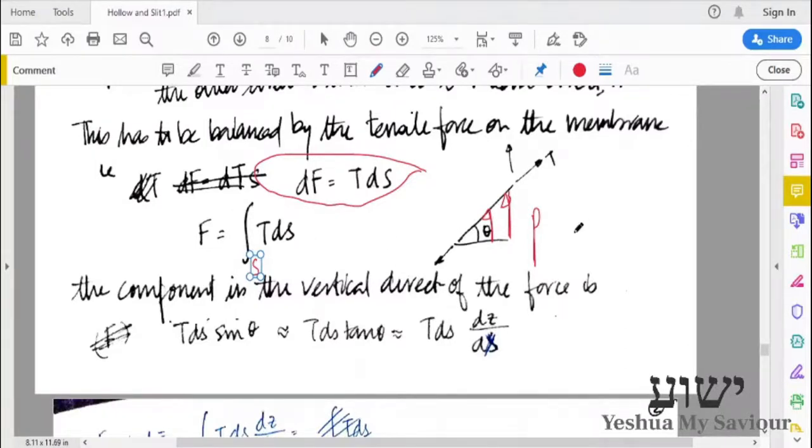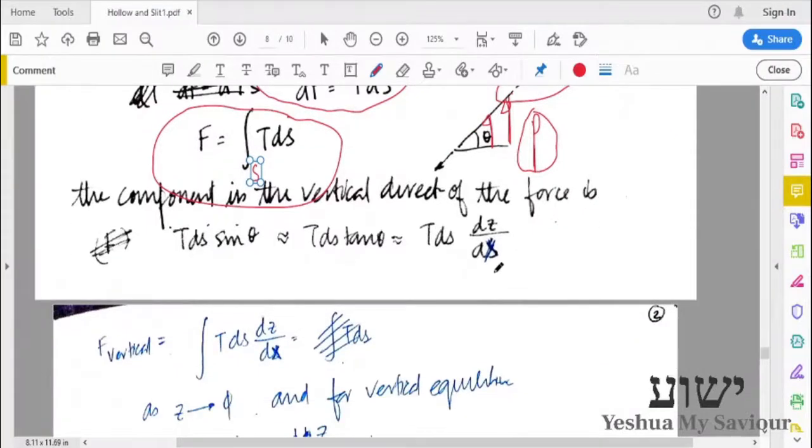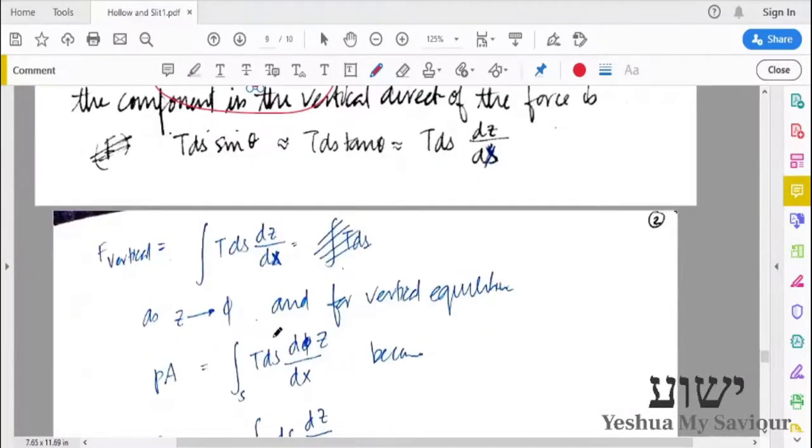Pressure multiplied by the projected area will give us the total force acting, and this is balanced by a component of this surface tension. We just have to find the components that act in the direction of this force F. If this is theta, then T ds into sine theta would be the component that acts against this pressure force. If theta is very small, we can assume sine theta is approximately tan theta, so T ds into dz by dx. We have just written dz by dx as h by t.